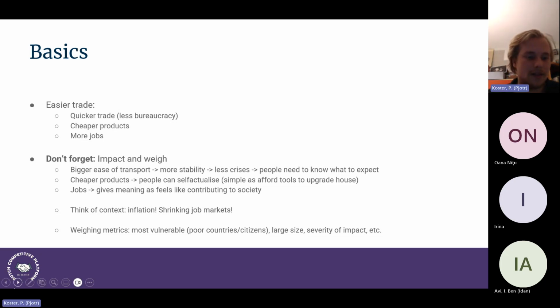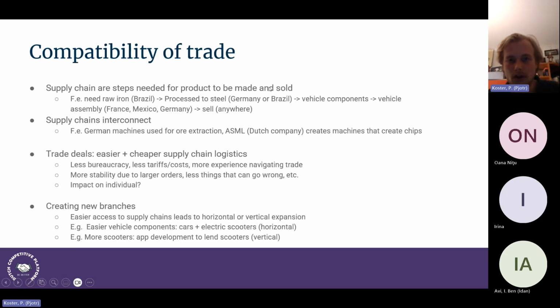Great. I assume not. Now let's just talk about supply chains and specifically the compatibility of trade. A lot of the examples are very specific, which have to do with the Mercosur EU trade deal, for the very simple reason that I originally made this workshop for people who needed to prep that motion, so they can use these examples. So this is just a very quick way to see how supply chains actually work.